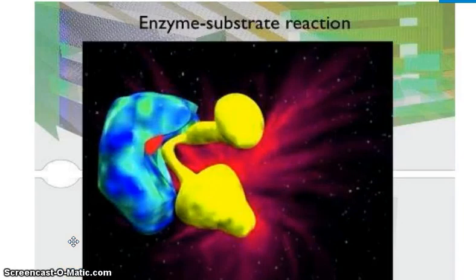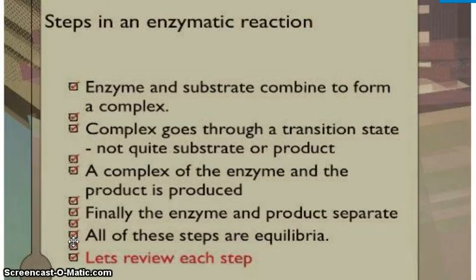Now enzyme-substrate reactions. You can see the steps in an enzyme reaction. Enzyme and substrate combine to form a complex. The complex goes through a transition state, not quite substrate or product. A complex of enzyme and product is produced. Finally, enzyme and product separate. All of these steps are in equilibrium.